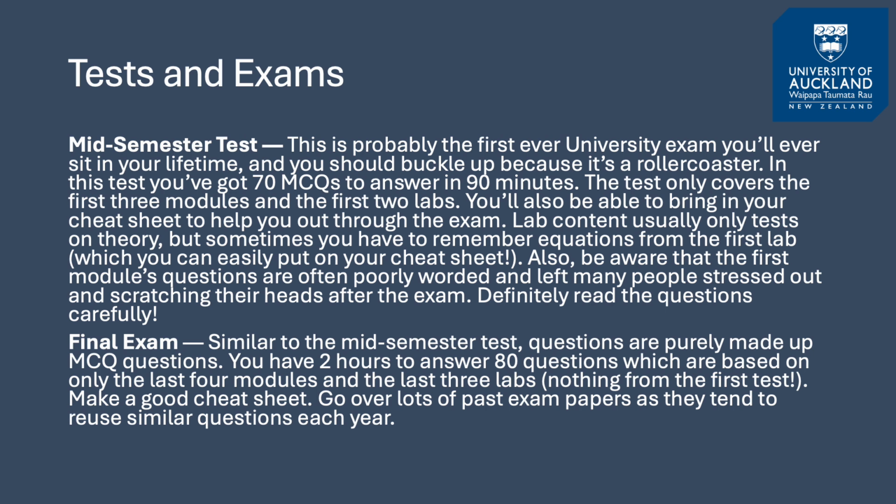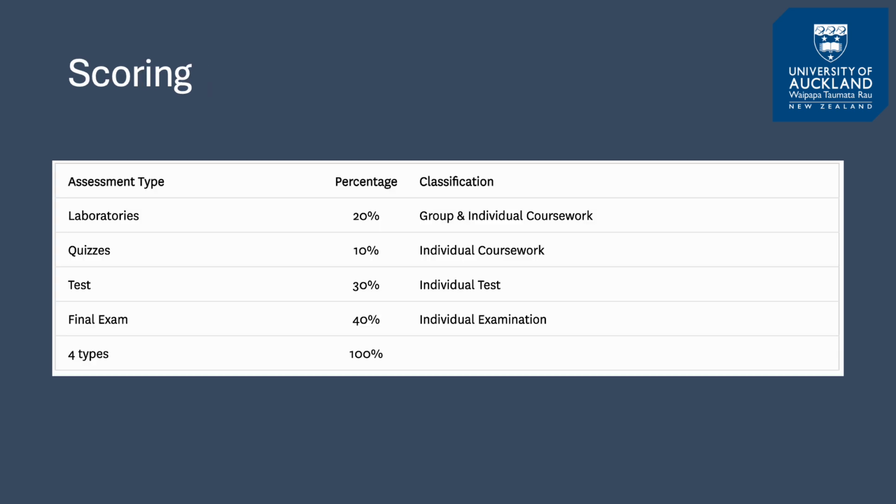For the final exam, it's similar to the mid-semester test where the questions are purely made up of multi-choice questions. You have 2 hours to answer 80 questions which are based on only the last 4 modules and last 3 labs, so there's nothing from the first test. Make a good cheat sheet and go over lots of past exam papers as they tend to reuse similar questions each year.